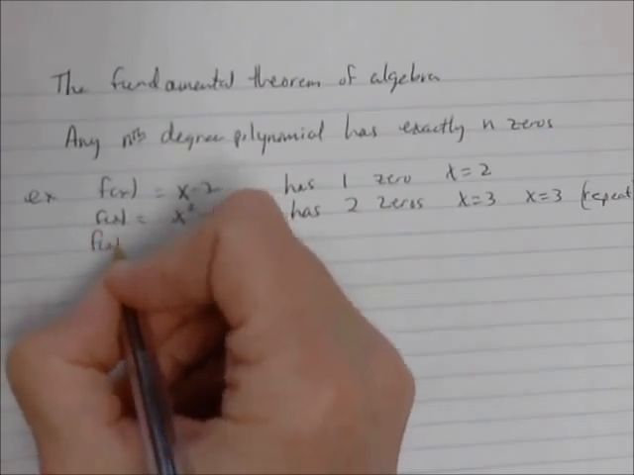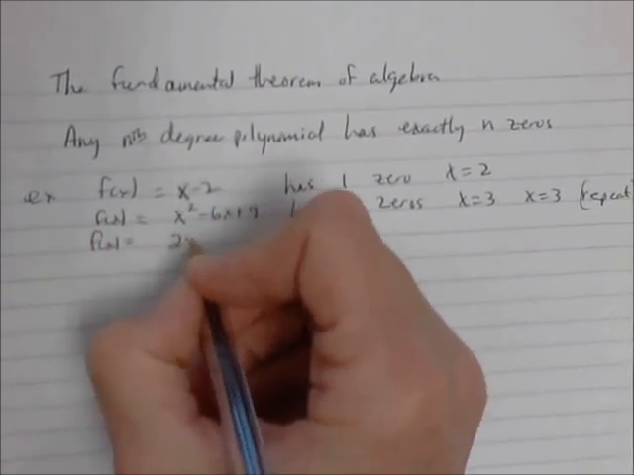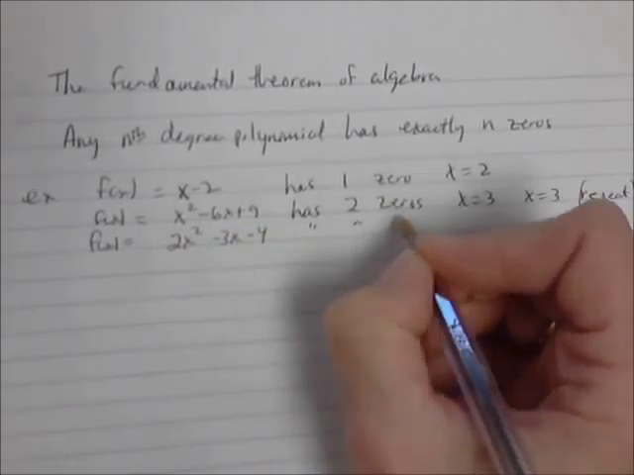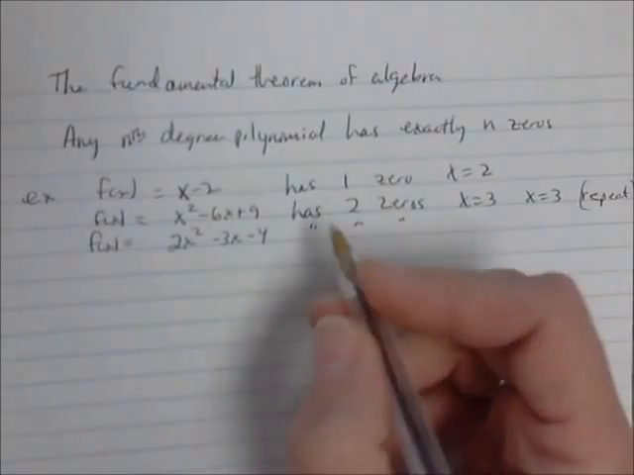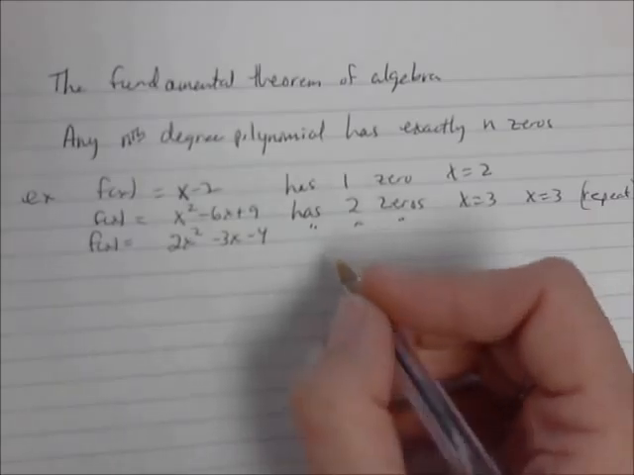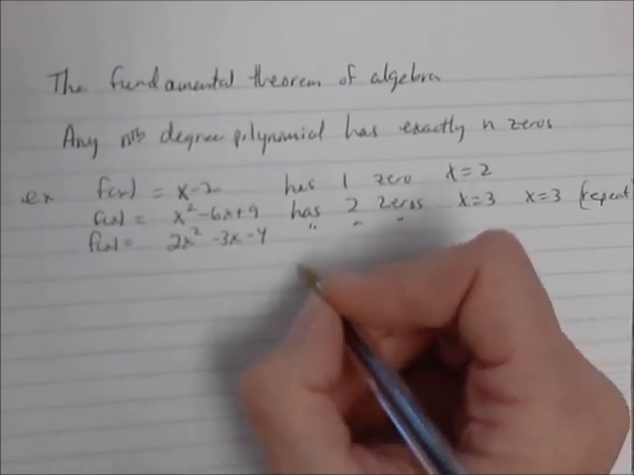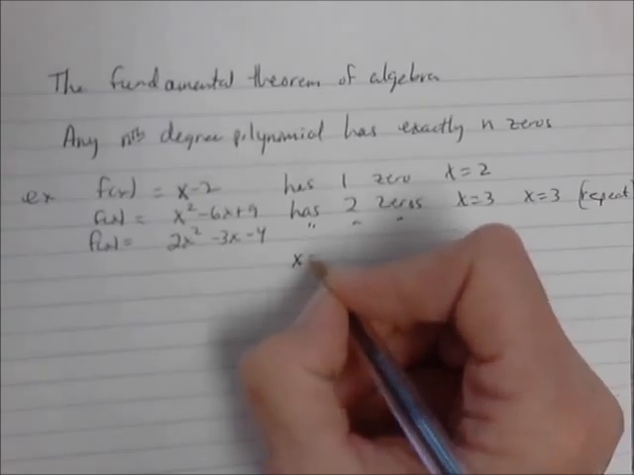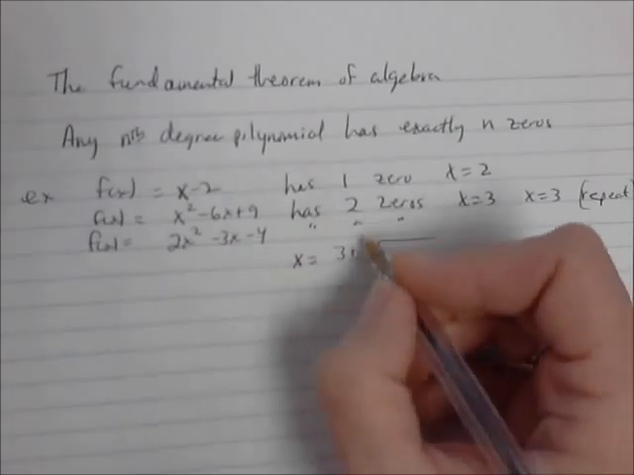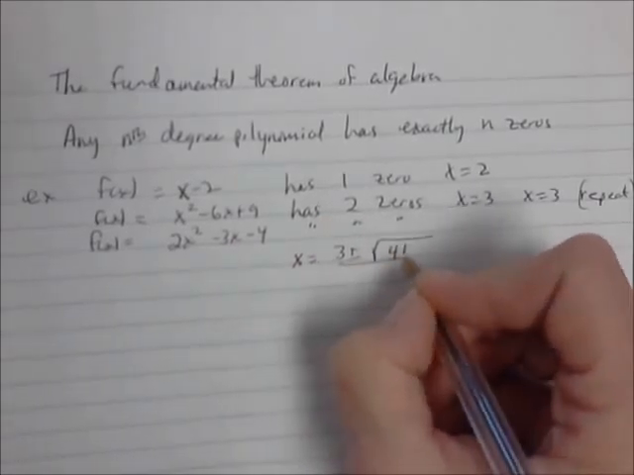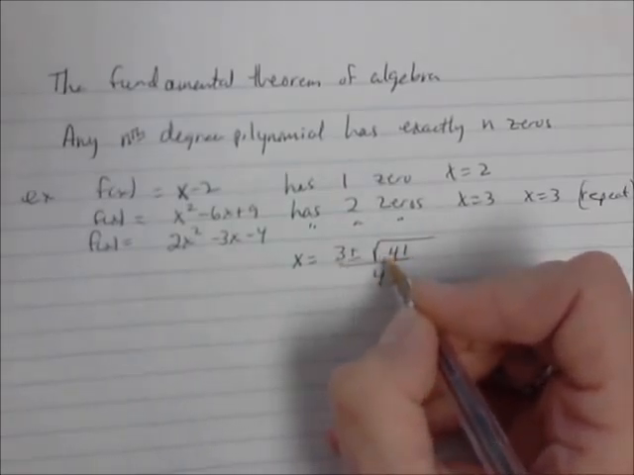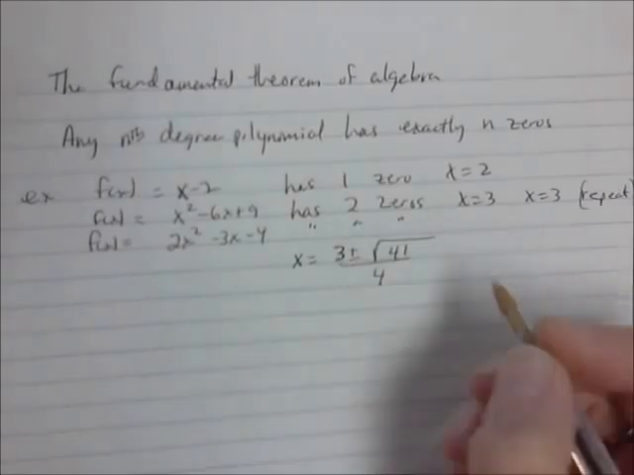Let's say f of x is equal to 2x squared minus 3x minus 4. You know that one has 2 zeros because it's a quadratic, it's a second degree polynomial, but you can see that this is unfactorable. So to find the zeros, you could use complete the square, but I think the easiest way is to use the quadratic formula. x equals 3 plus or minus the square root of b squared minus 4ac, which turns out to be 41, all over 2 times 2, which is 4. So there are 2 zeros in here, 3 plus the square root of 41 over 4 and 3 minus the square root of 41 over 4.